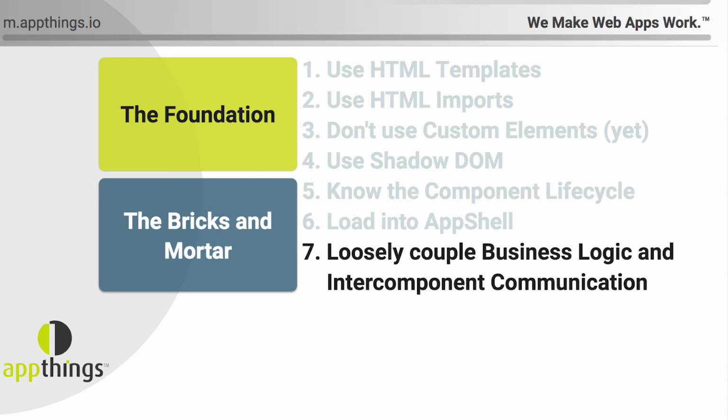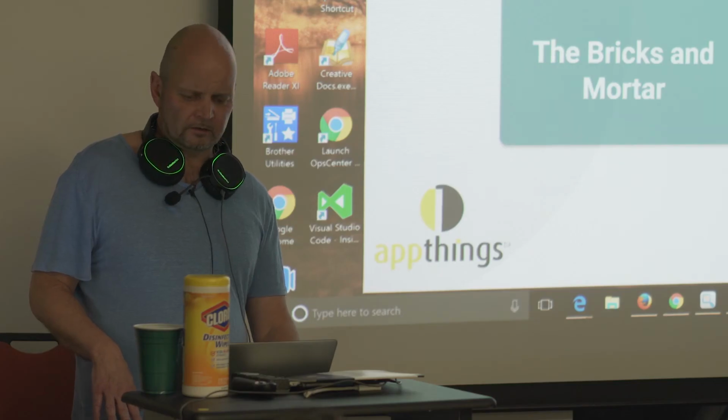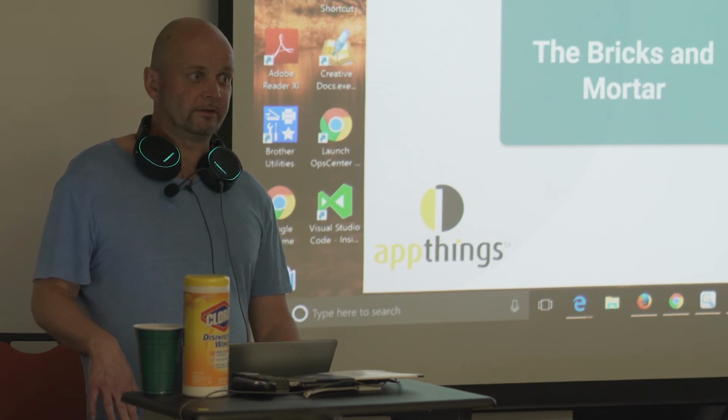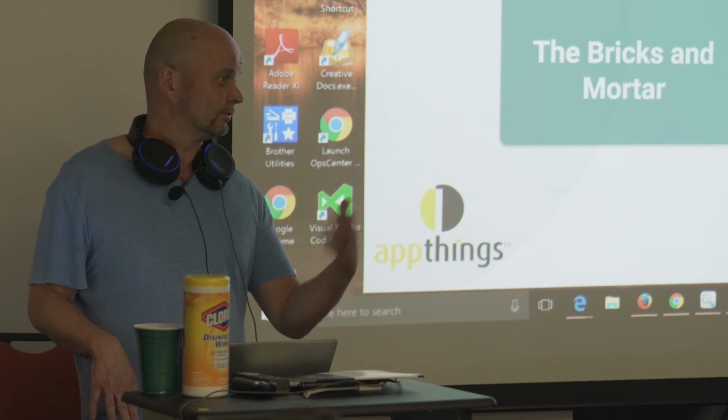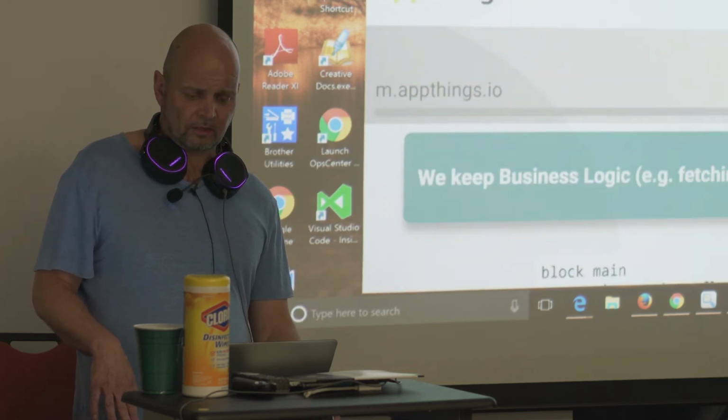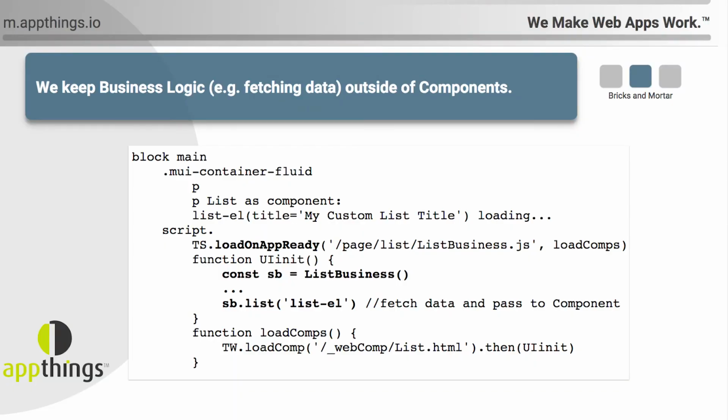So, loosely coupled business logic and intercomponent communication. That's part of the wiring. So now we've got a basic component that renders a value, and we have a component that renders a list or a dropdown or something. How do we make that work with actual data? So, again, more Pug.